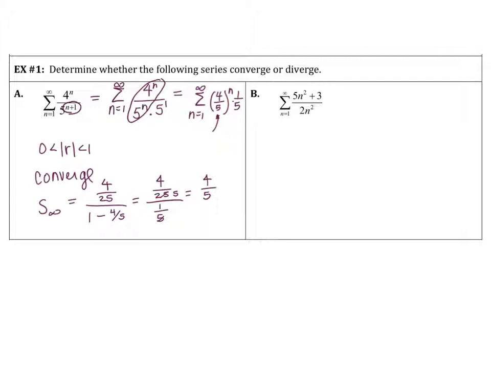All right, so for our next problem, very similar here. We do need to do our nth term test, and I didn't on the other one. I just saw that it was geometric. We can look at the limit as n approaches infinity of 5n squared plus 3 over 2n squared, and we see that does equal 5/2, which is not 0. So here we can say that this diverges.